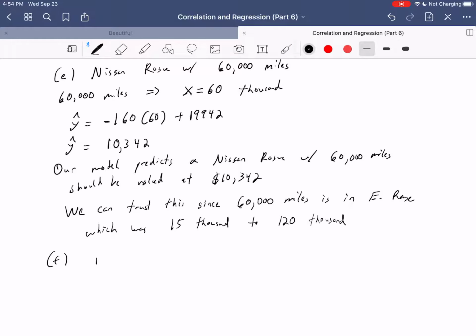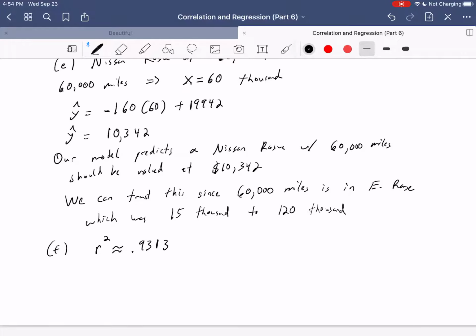So the coefficient of determination, that's the r squared. If you still have your data typed in, you can go ahead and do calc, LnReg ax plus b, and just record the r squared, or you could just literally square the r value. Either way, you should get r squared is about 0.9313. We want to interpret that.